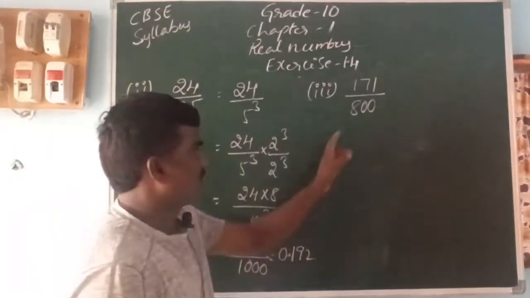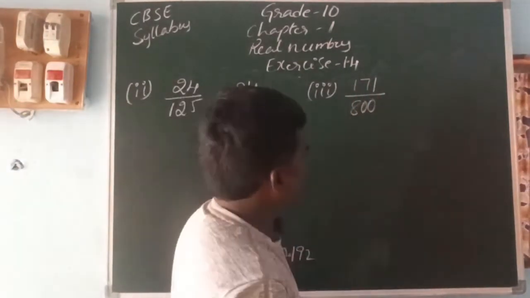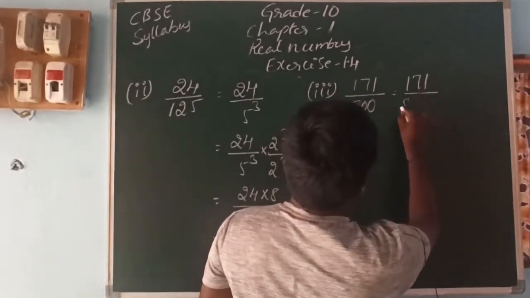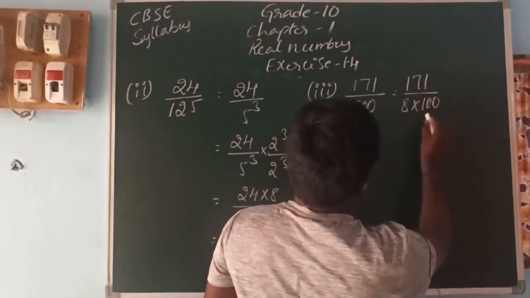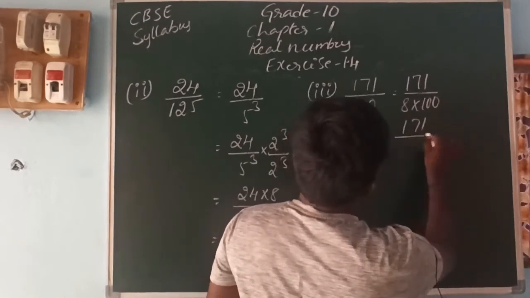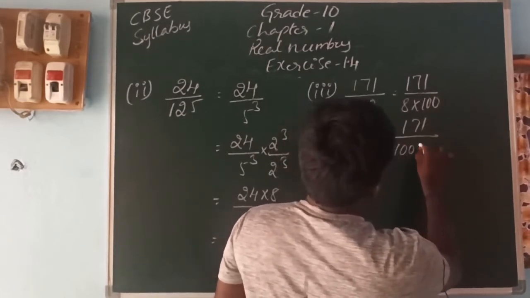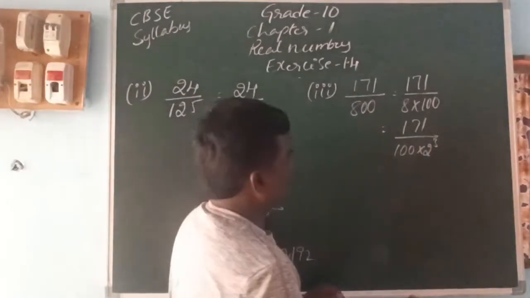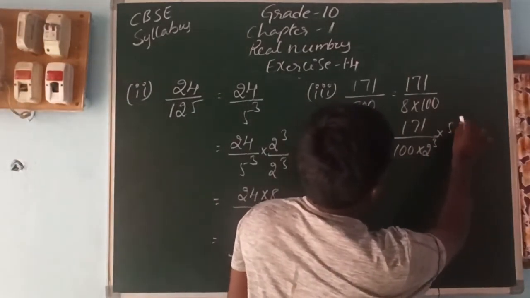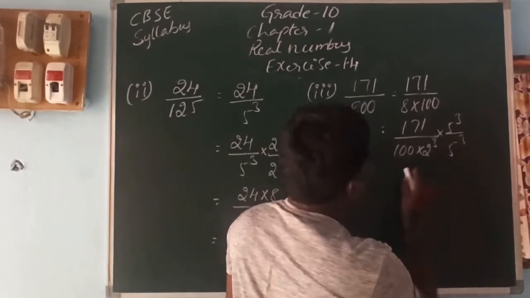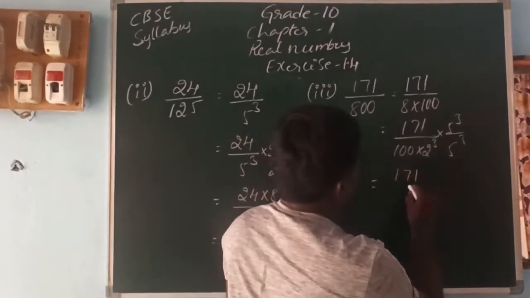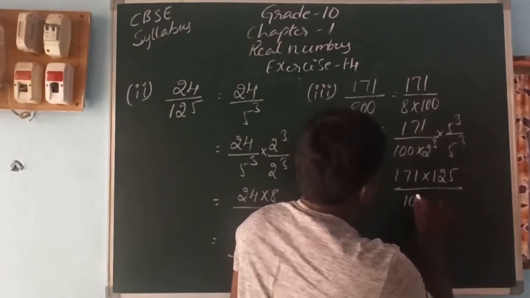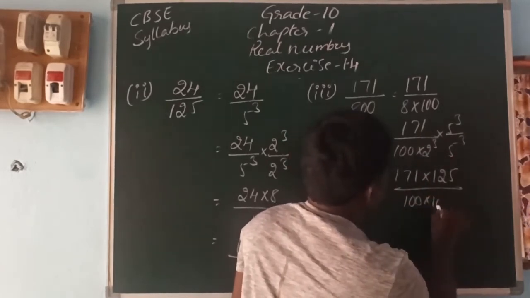Okay, next number, 171 by 800. You can write 800 as 8 into 100. Here 8 can be written as 2 cube. The 2 cube is multiplied by which number to become a power of 10? That is 5 cube. So the numerator is multiplied by 5 cube and the denominator is multiplied by 5 cube. That is 171 into 125 by 100 into 2 cube into 5 cube, which is 10 cube.